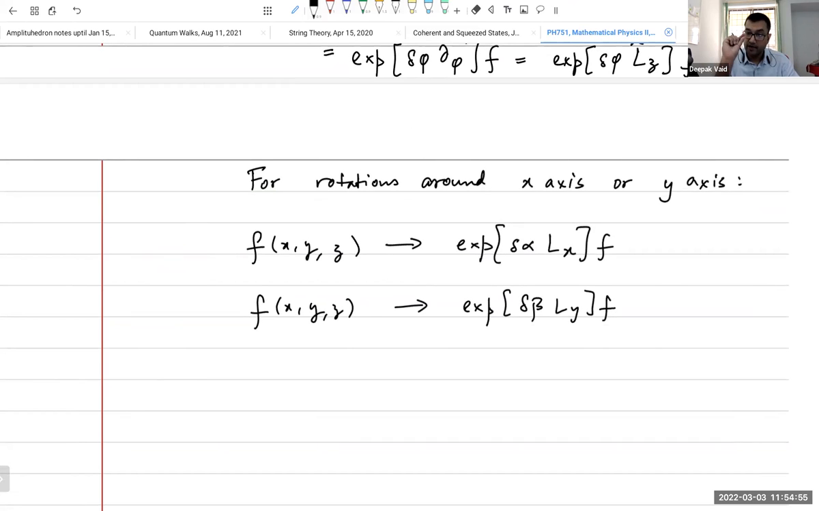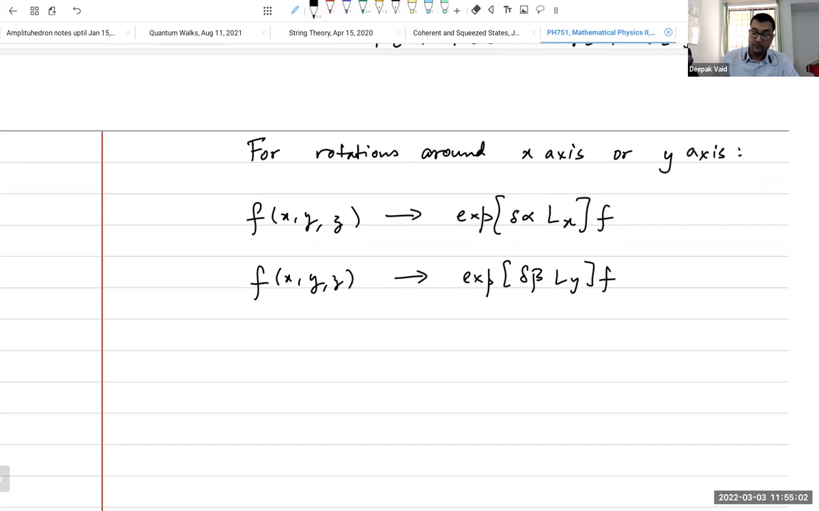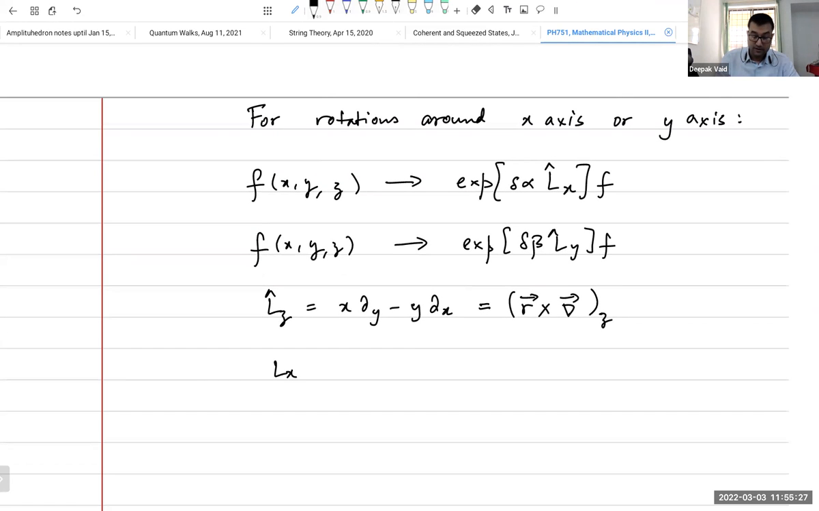So delta alpha is the angle of rotation around the x-axis, and delta beta is the angle of rotation around the y-axis. What are L x and L y? Well, L z is this operator, right? And we have seen that this is the z component of the angular momentum. So I can write this as r cross gradient, the z component of this. So what is L x going to be? Right, it's going to be the x component of the angular momentum operator, and the same thing for y.